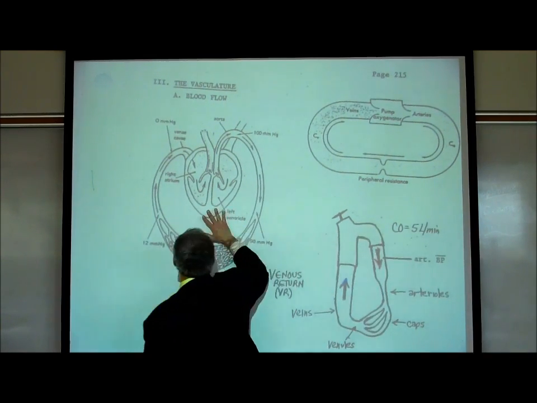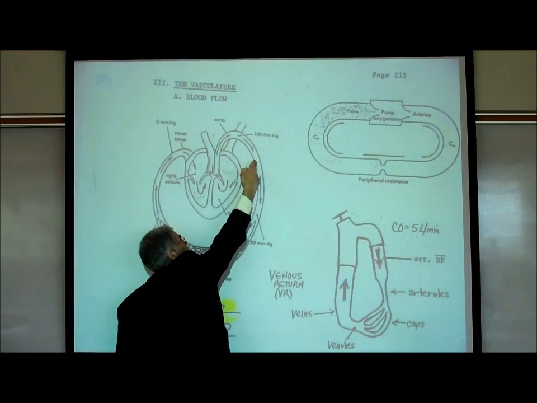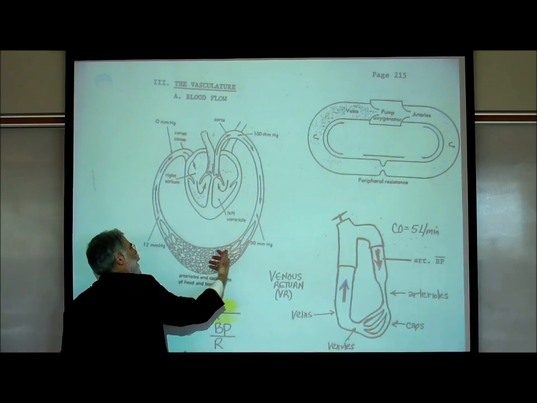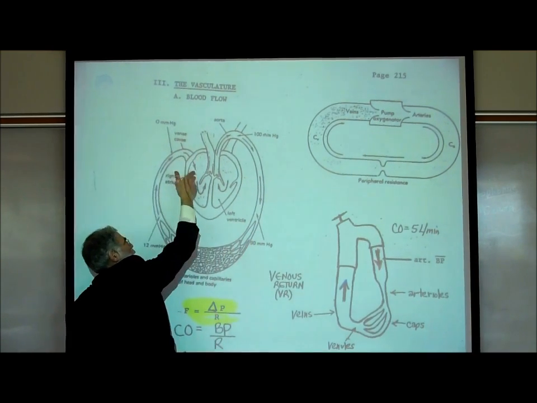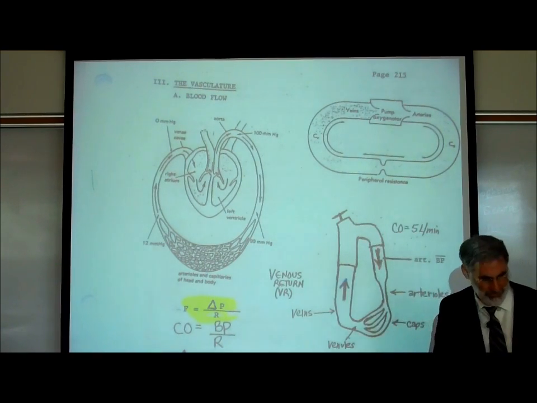In this diagram, it reminds us that the left pump pumps the blood out into the aorta, through the systemic vessels, and the blood comes back to the right pump. And of course, the job of the right pump is to pump blood through the lungs.